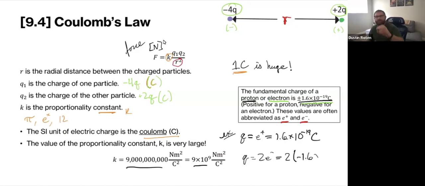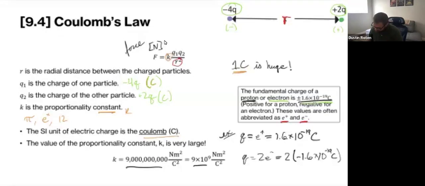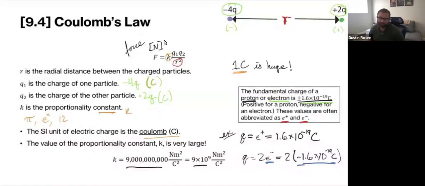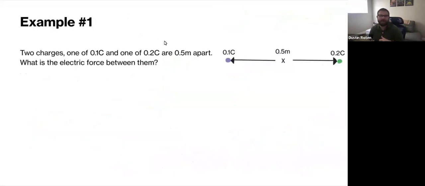So the whole idea is essentially taking this big number and just rewriting it. So you'll notice this one's negative, since we're talking about electrons. This one's positive since we're talking about protons. Let's bring all of this together in one example here, and then we'll go ahead and call it a day.